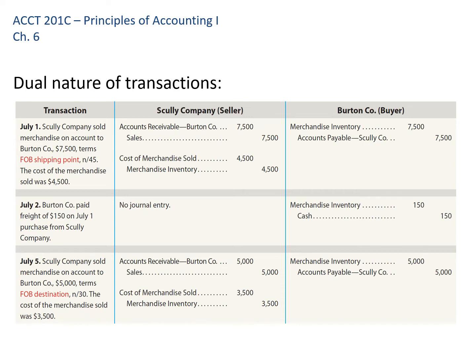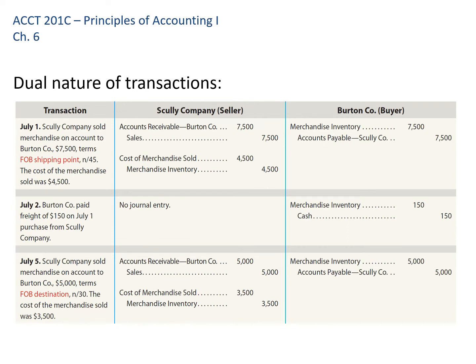On the buyer's books, they debit merchandise inventory and credit accounts payable. Notice the accounts receivable from Burton Company on Scully's books of $7,500 matches the accounts payable on Burton's books. On July 2nd, Burton pays the freight charge, and so there's no recorded entry on Scully's books. Burton increases their merchandise inventory account and credits cash. That causes the inventory to be valued at the net cost it incurred for Burton to get it to their shelf. On July 5th, Scully sells merchandise to Burton for $5,000.